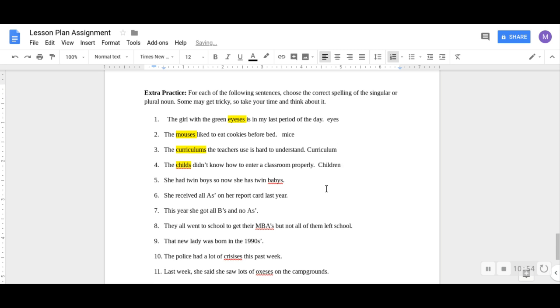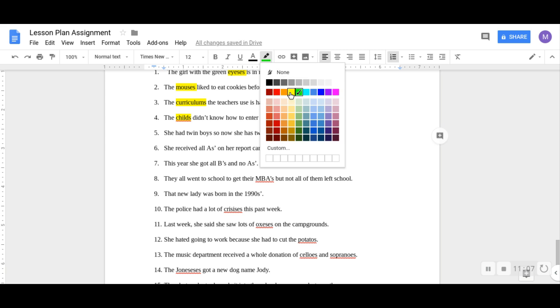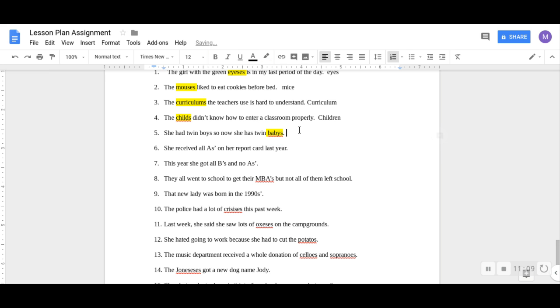Okay. She had twin boys, so now she has twin babies. This is the one that I was talking about when you got to drop the Y and add an IES. So this completely changes the spelling for the most part. Babies.